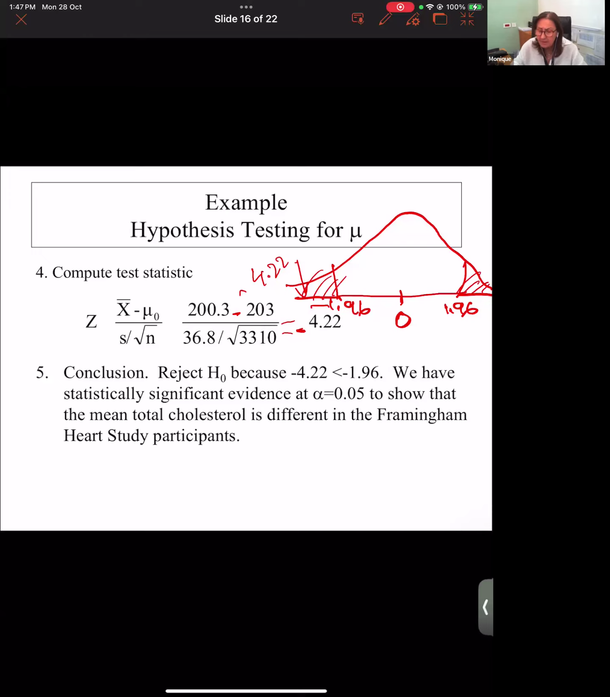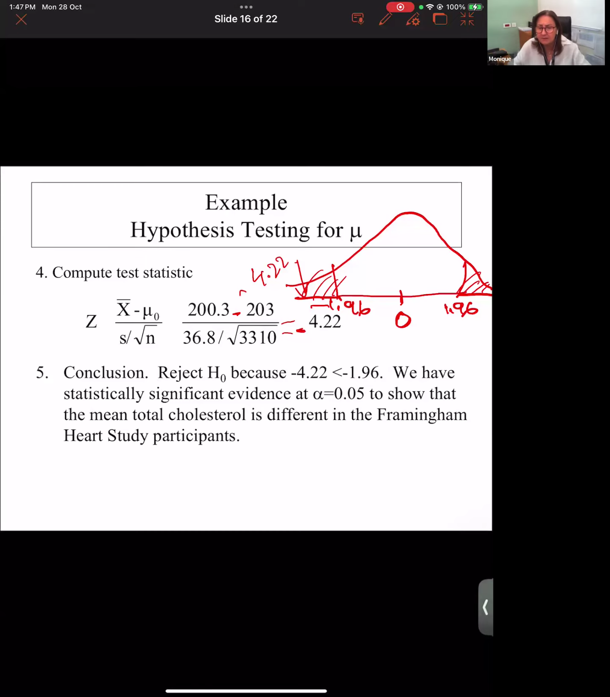my conclusion would be reject H0. What does it mean, reject H0? This means that there is a difference between the mean cholesterol at the national level and in Framingham. It looks like Framingham has a lower mean cholesterol value.